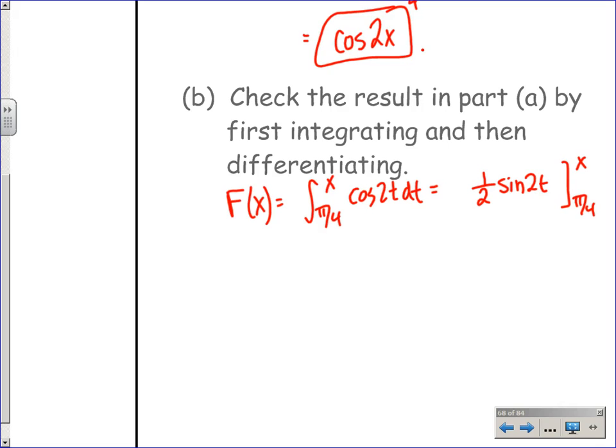Wouldn't we then have to go ahead and plug in b and plug in a? So 1/2 sine of 2, plug in who? X, minus 1/2 sine of, what's 2 times pi over 4? Isn't that pi over 2? If that is my f of x, then how would I find my f prime? Take the derivative. Okay, cool.